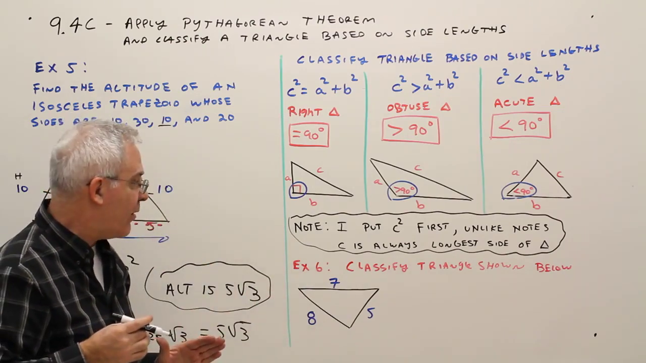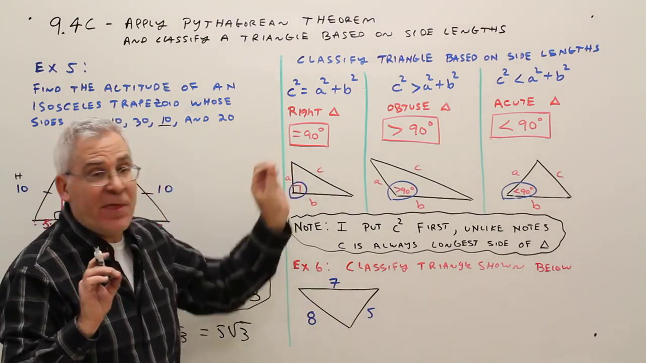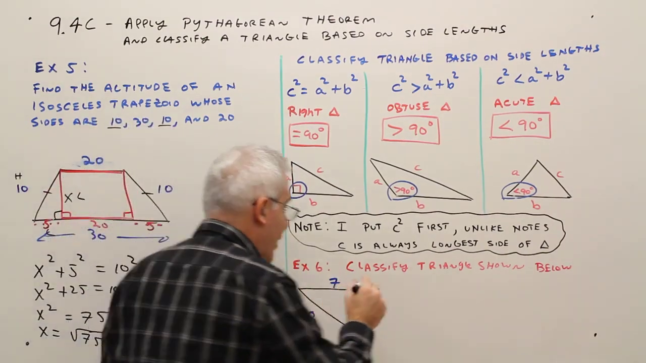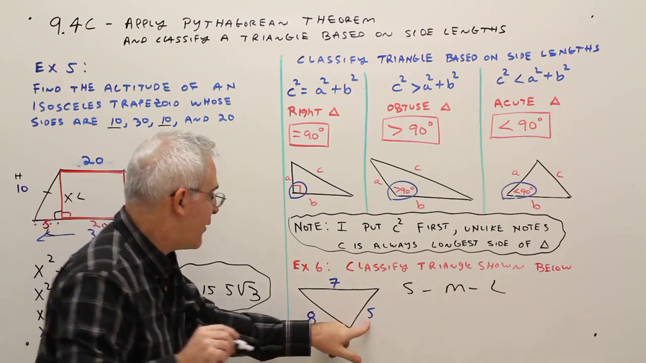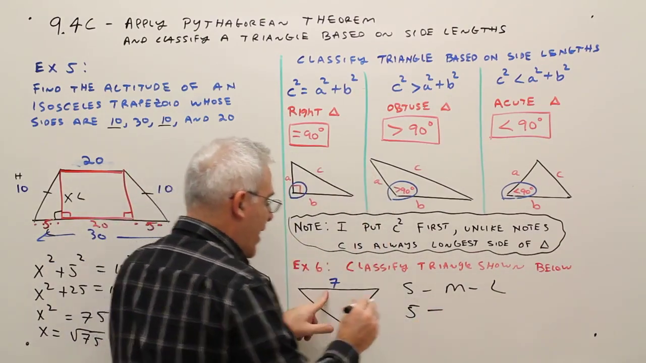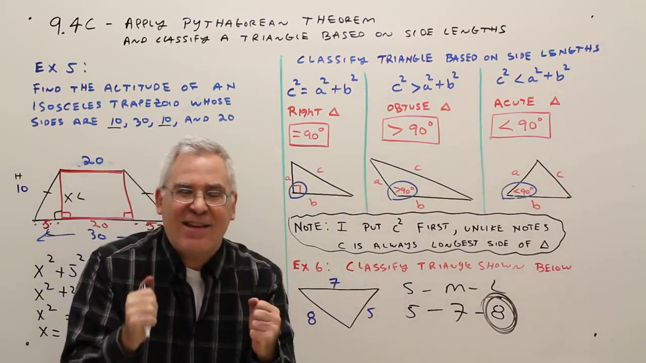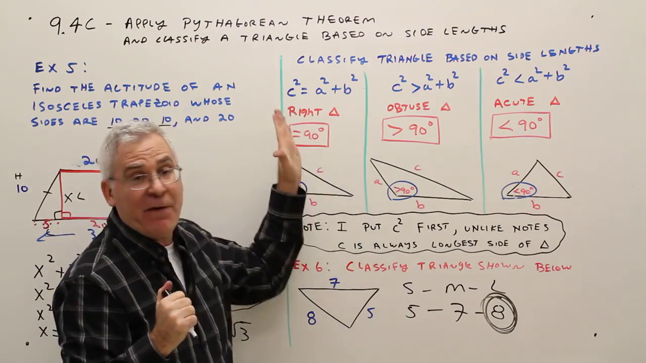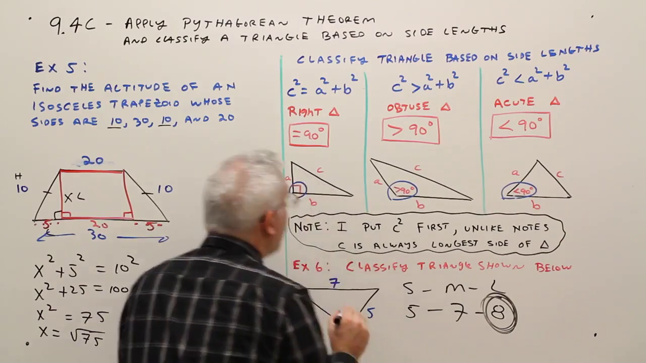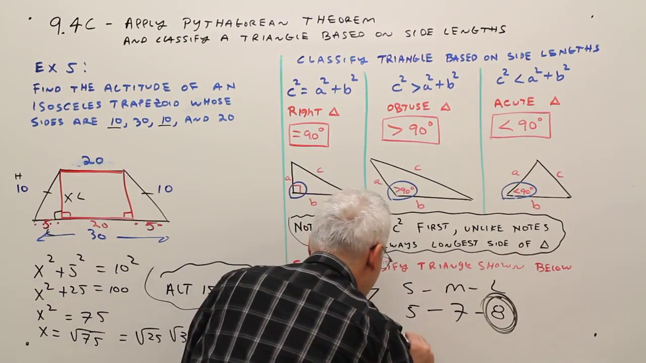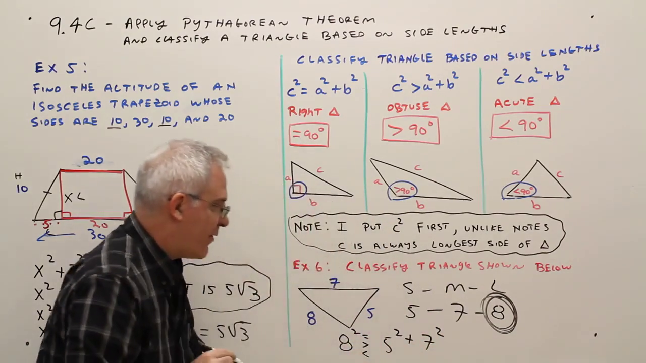All right, so here's the application. Classify this triangle right here. Okay, it's got side lengths of 8, 7, and 5. Well, the most important thing is to find the longest side. So I'm just going to arrange the sides: small, medium, and large. So the small is 5, the medium is 7, and the large is 8. And I circle that. 8 is the thing that's going to stand by itself on the left-hand side. So now all I'm saying is, how does 8 squared compare to 5 squared plus 7 squared? Is it equal to, greater than, or less than?